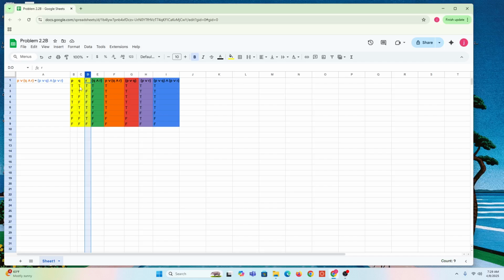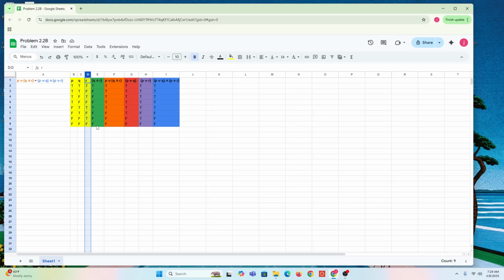So when Q and R are both true, it'll be true. If only one of them is true, then it's false. And you can see kind of how I got those values here by consulting the Q and R columns.